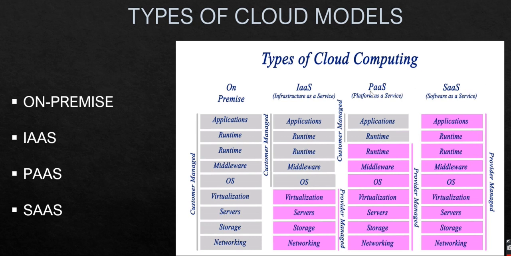Now, talking about the second model, which is PaaS, platform as a service, wherein the customer needs to take care of the application which they are using, customizing their connections, and the runtime and the performance of their application only, and the rest is taken care of by the cloud provider, such as OS, virtualization, server, storage and networking.